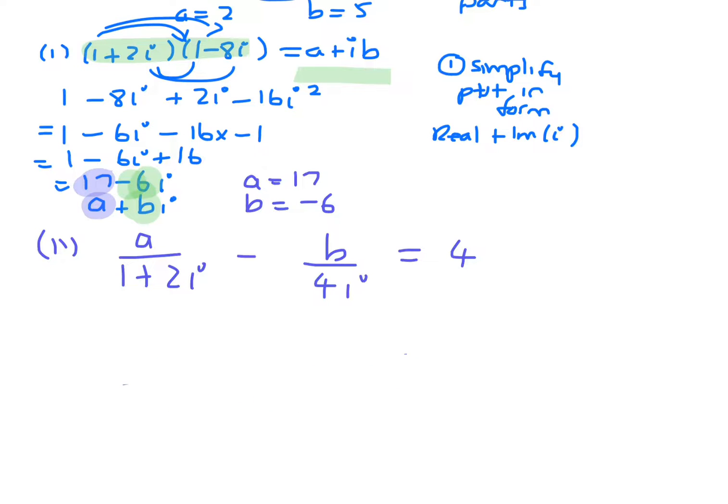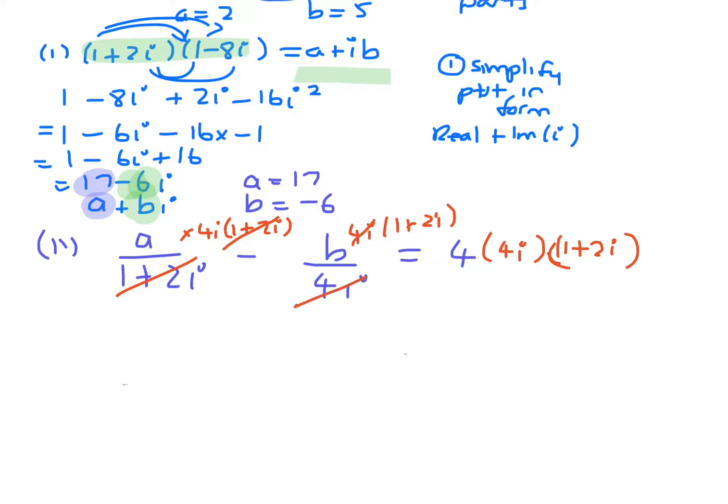So let's just get rid of the denominators. So you multiply each term by 4i(1 plus 2i). You could have realised it and then multiplied throughout by the denominators as well. So the 1 plus 2i will cancel, the 4i will cancel, and then we have no denominators. Minus b times (1 plus 2i) equals 16i(1 plus 2i).